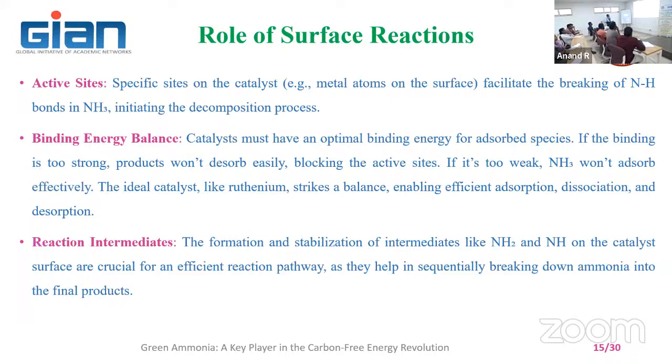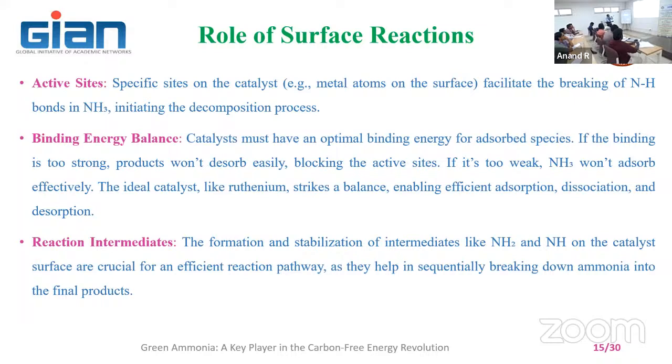Specific sites on the catalyst, metal atoms on the surface, facilitate the breakdown of the bonds in ammonia, initiating the decomposition process. The catalyst must have an optimal binding energy for adsorbed species. If the binding is too strong, the product won't desorb easily. So we need adsorption, and the catalyst must also have the ability to desorb the nitrogen after this process is completed. Otherwise the product won't desorb easily, blocking the active sites. That's why you need to regenerate it.